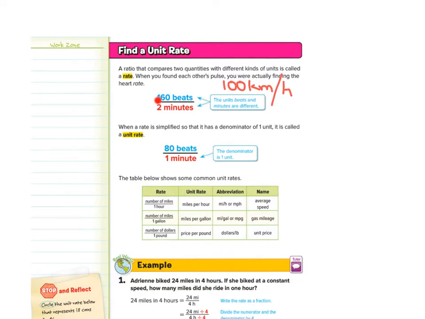When you found each other's pulses, you were actually finding the heart rate. We were doing beats, the number of heartbeats per minute. Again, two different numbers comparing two quantities with different units.